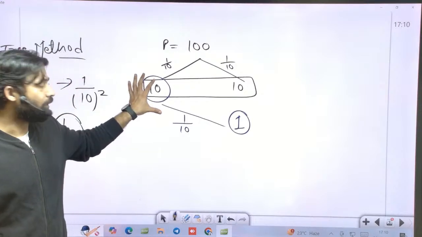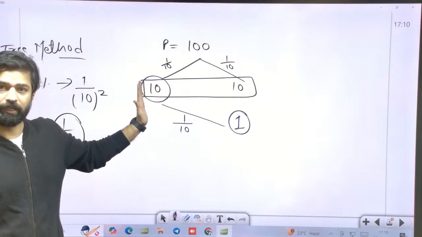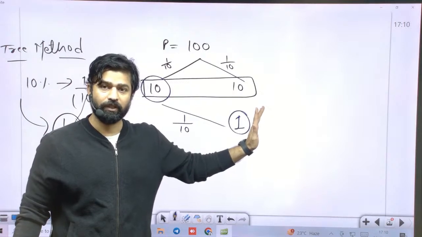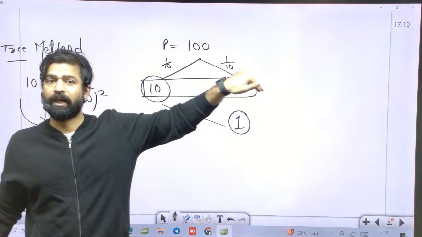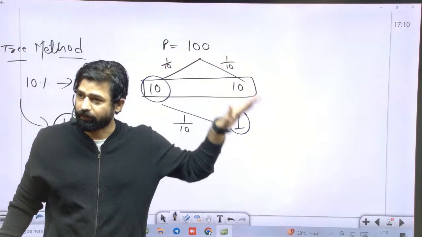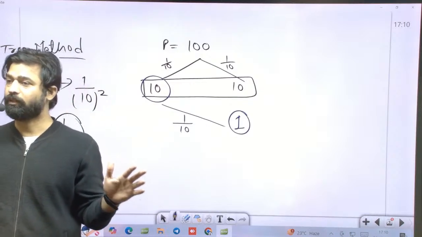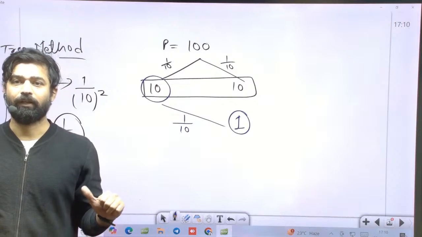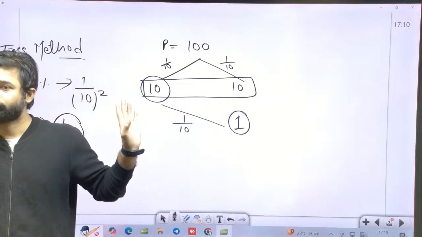So this is the SI and CI for the first year, and this is the CI for the second year. And if we talk about that SI, so SI is the horizontal line and CI is the vertical line. And this is tree. Got it? So this is for 2 years, and we have to make it for 3 years also.